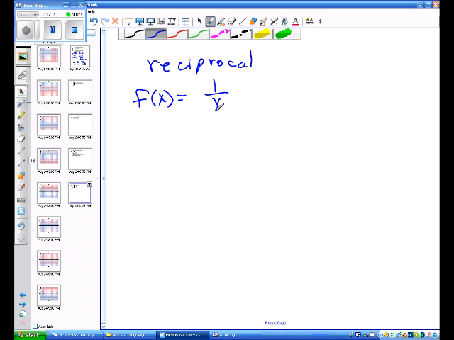Now we know that we can't have 0 in our domain, so our domain is going to be from negative infinity to 0 and from 0 to positive infinity. We cannot include 0. So what we want to do is look and see what's happening as our graph gets close to 0. Since we can't include it, what's our graph doing? So we're going to just plot some points as our values of x get close to 0.